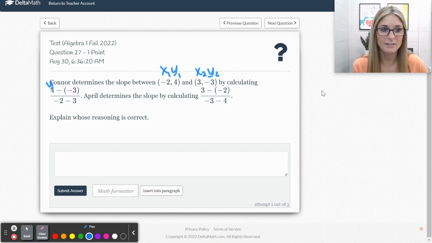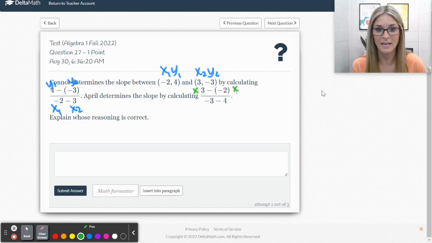He's got a Y value. It's actually his Y1, subtracting with his Y2. And then he's got his X1 and X2. Okay. April, let me switch colors, did 3, that's an X, minus -2, that's an X, over -3, a Y, and minus 4, a Y. And these were what? 2 minus 1, 2 minus 1. Okay, so who is correct here?